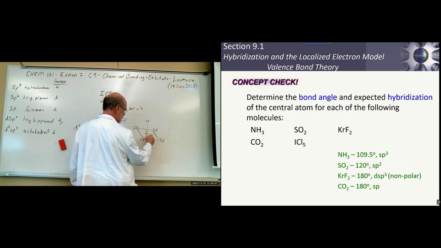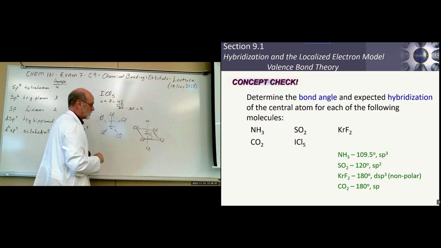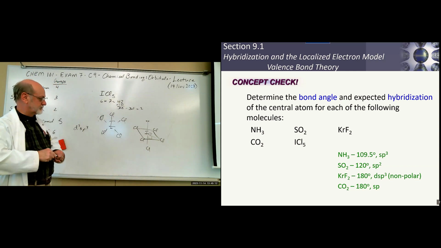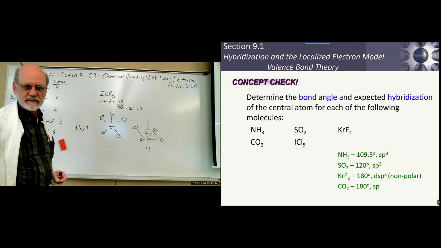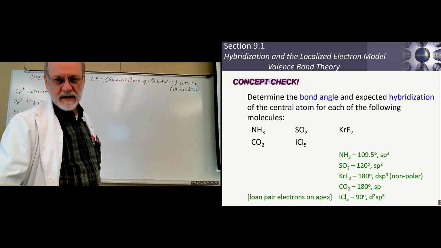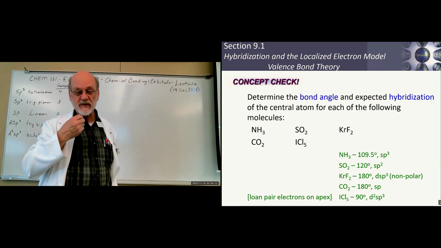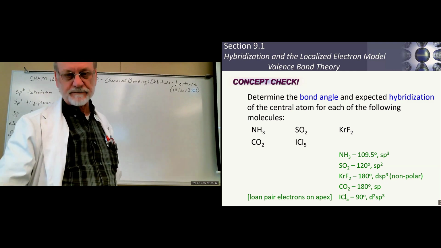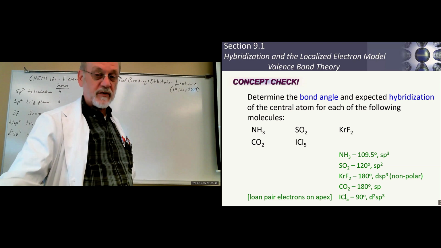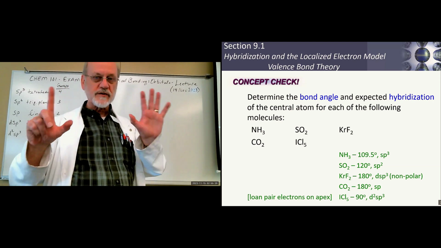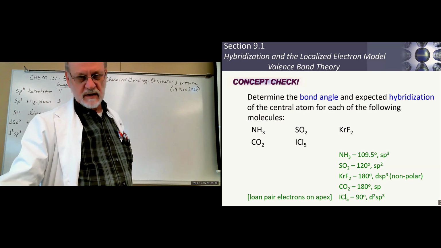And that means there to there is 90 degrees. And there to there is 90 degrees. So 90 degrees is the only possibility for this one. And ICl5, we just did that one. 90 degrees is the only possibility for that one. And it's d2sp3 because we needed 6 positions for 6 effective pairs.